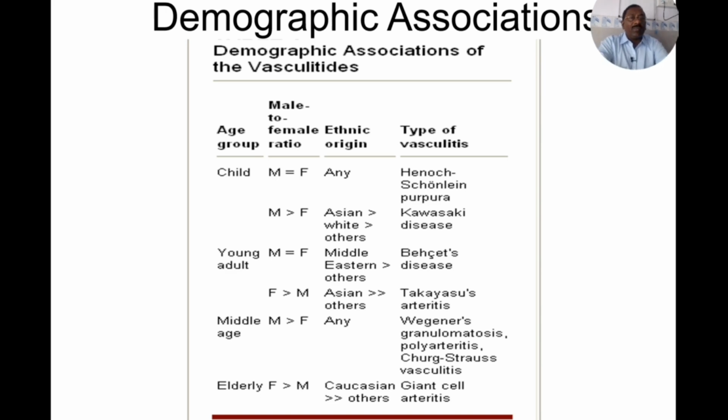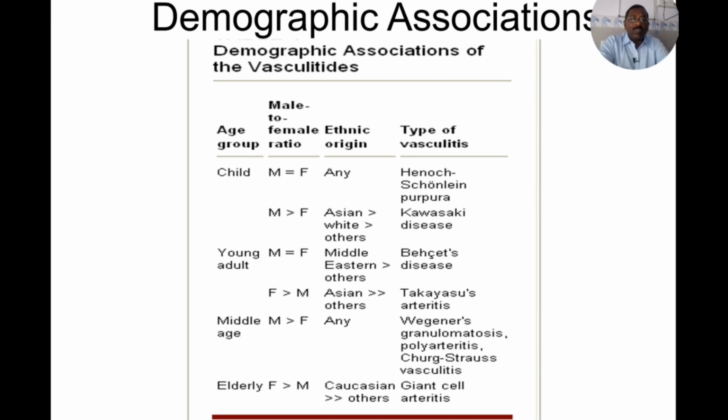So these are the demographic associations. In children, both males and females have equal incidence in HSP, while Kawasaki disease is more common in male children when compared to female children. In young adults of your age group, Behçet's disease affects males and females. Aphthous ulcers, painful oral ulcers, some genital ulcers, or purpura or arthralgia are very common in Behçet's disease.